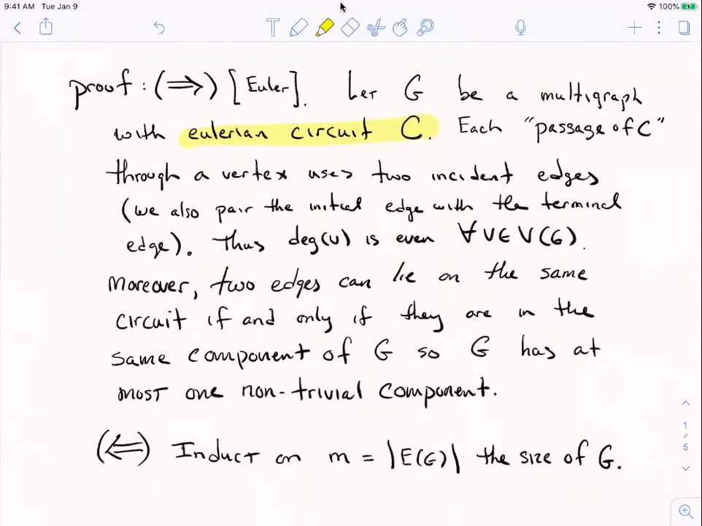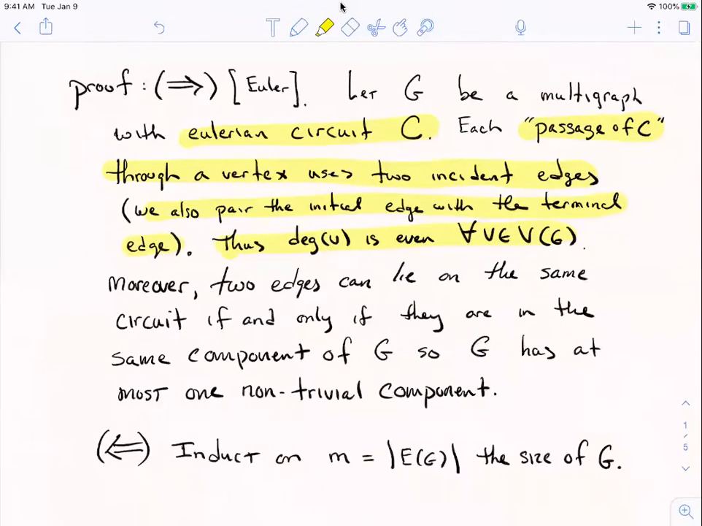Each passage of C through a vertex uses two edges, one that you come into the vertex with and one that you leave the vertex with. So you can pair the edges. I'm also going to pair the initial edge and the terminal edge at the beginning vertex: you leave it at the beginning, you return to it at the end, so they pair. So all of the edges in this graph pair up. At every vertex, every time you come into a vertex, you have to leave it, even including the beginning one; you just left it first and then came into it at the end. So if you can pair up the edges at every vertex, then every vertex has even degree.